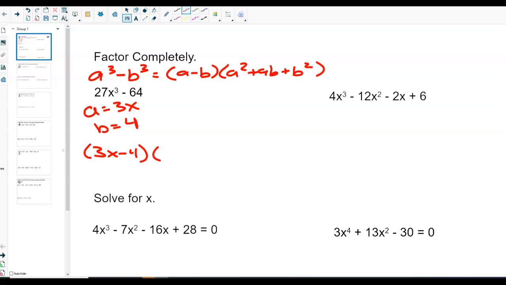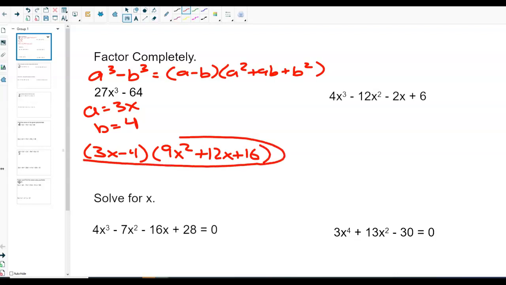3x minus 4. The quantity 3x squared is 9x squared. You need to square both of them. 3x times 4 is 12x, and 4 squared is 16, and that is your answer. If I were to ask for the zeros here, 4/3 is a 0, and you'd have to plug this into the quadratic formula. Please keep in mind, you cannot factor this any further. But in this case, I'm just asking to factor, so you just leave it.